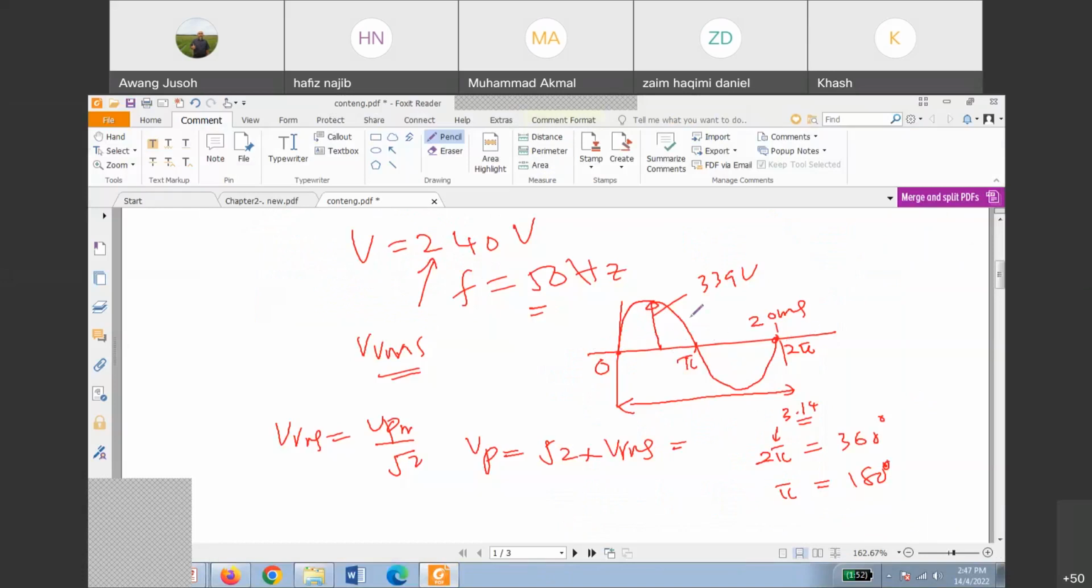Okay, this is a signal for example, with 339 peak. Here is pi, half cycle is pi radian, which is 180 degree. This is 2 pi, which means 360 degree. Because our frequency is 50 Hz, our period is 1/50, which is 20 millisecond. That's why you have the signal like that.